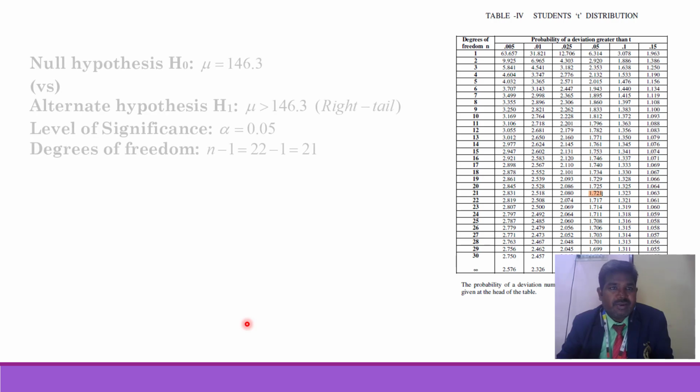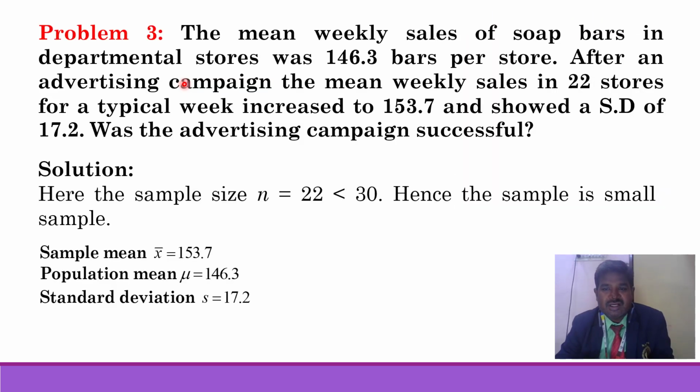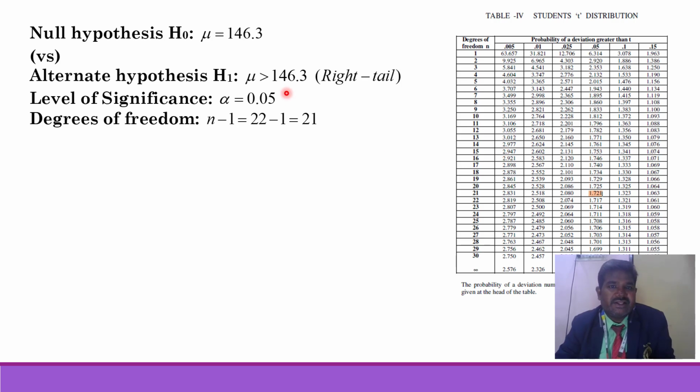So now we can apply the same test. First we have to fix the null hypothesis H naught: mu is equivalent to 146.3. Now the alternate hypothesis. We look at the problem, and based on that we can choose the alternate hypothesis. After advertising, is the advertising campaign successful or not? Successful is nothing but the average should be increased. Therefore the alternative hypothesis should be mu is greater than 146.3.